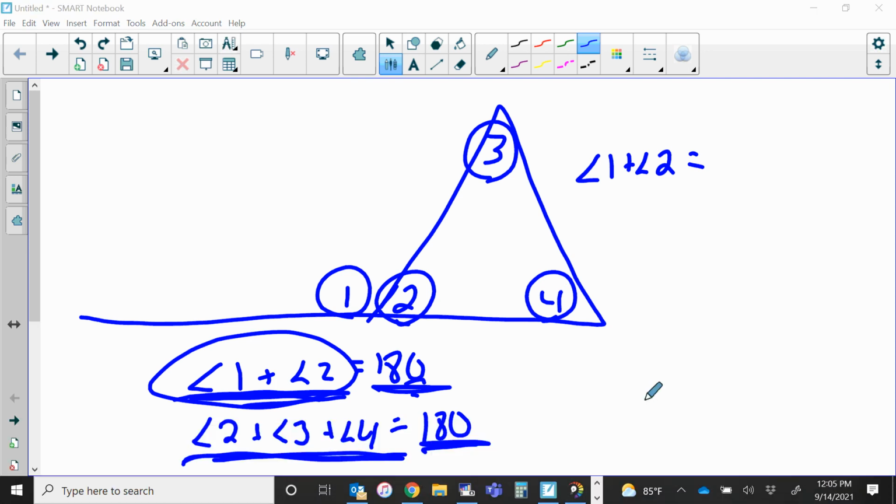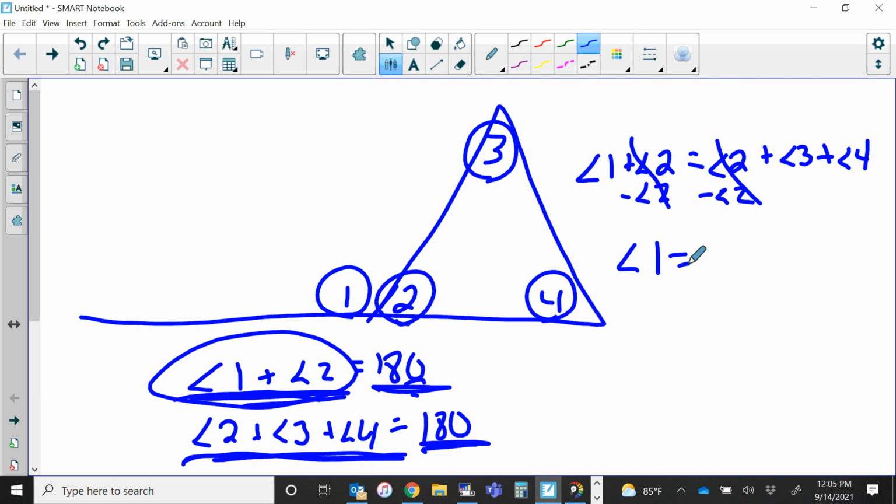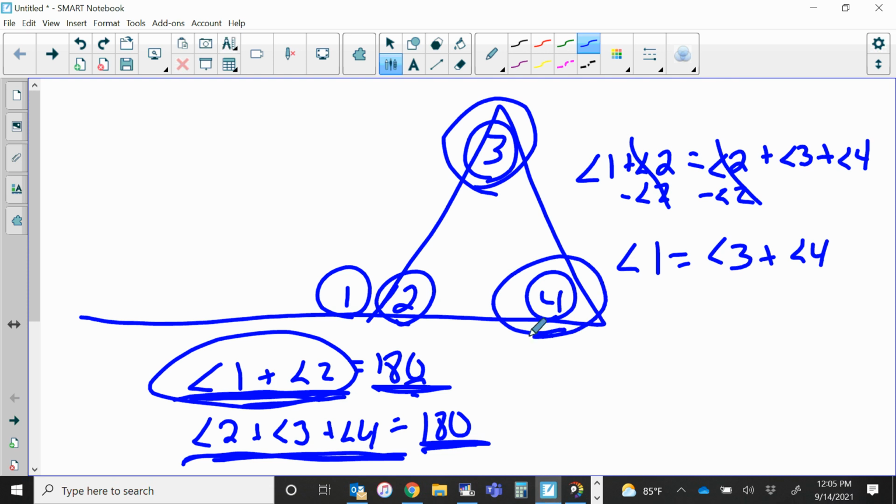That means that these two have to be equal. Do you follow me? Well, what do you see that both of them have? An angle 2. So can I use the subtraction property of equality to get rid of that angle 2? And then what does that prove to you? The measure of angle 1 has to equal what? The measure of angle 3 plus the measure of angle 4.